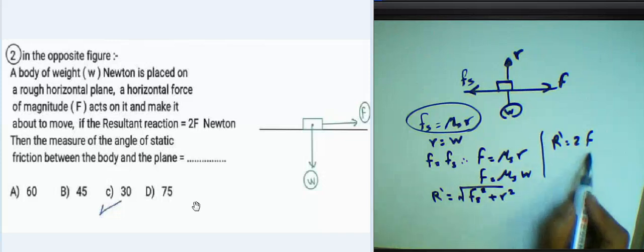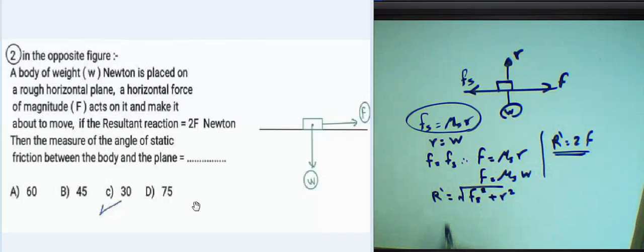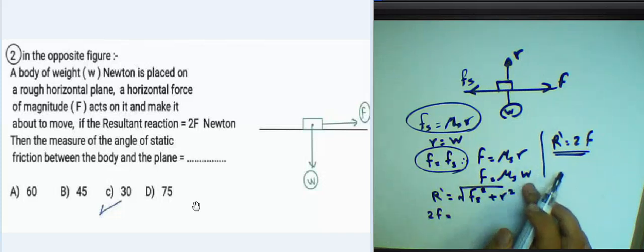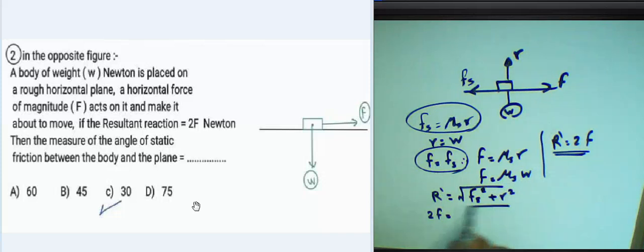Then we can write 2F here instead of R dash, and F static equals mu static multiplied by weight. Then we can write mu static times weight here plus R power 2. R equals weight. Then we can write mu static power 2 weight power 2 plus R power 2, R equals weight. Then we can write here 2F equals square root of mu static power 2 times weight power 2 plus weight power 2.